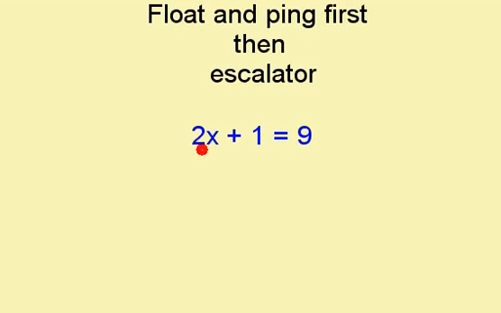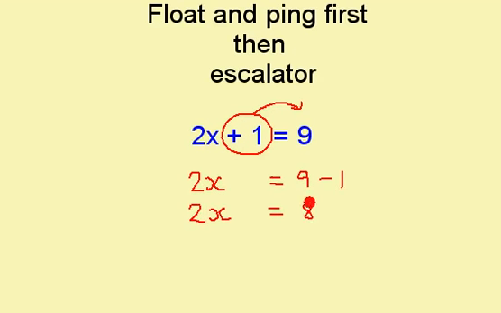This is a more difficult type of equation, and this is the sort that you will usually get on an exam. What we need to do is combine float and ping and escalator, and we always do float and ping first. So if I look at this equation, my float and ping bit is the plus 1. So I'm going to put a bubble around the plus 1, float it over the equal sign. It will change to a minus 1. So I've got 2x equals 9 minus 1. And at that stage, that gives me 8.